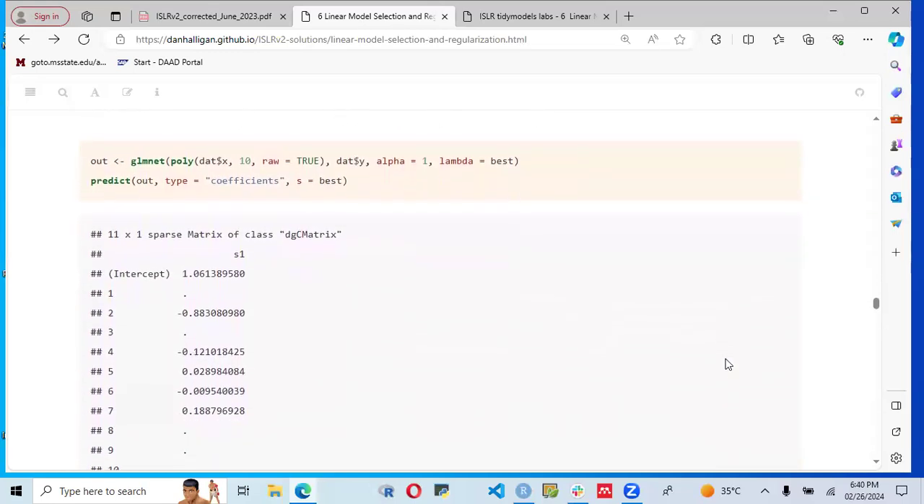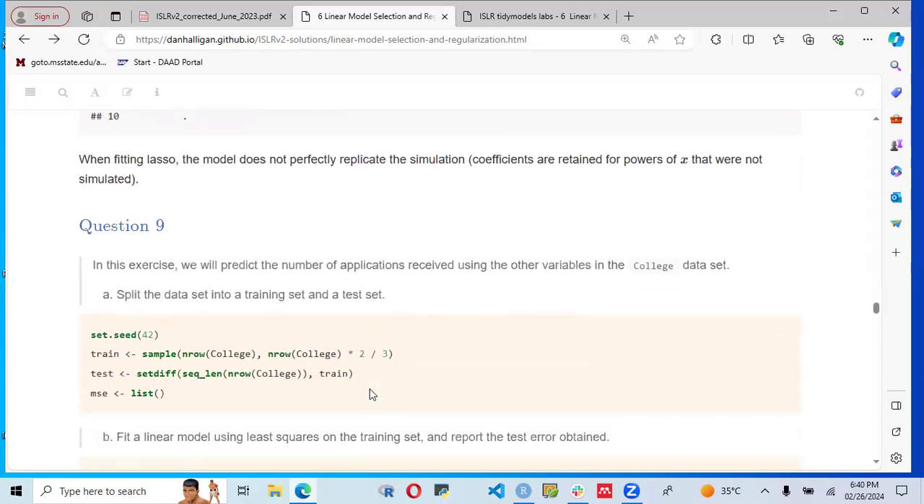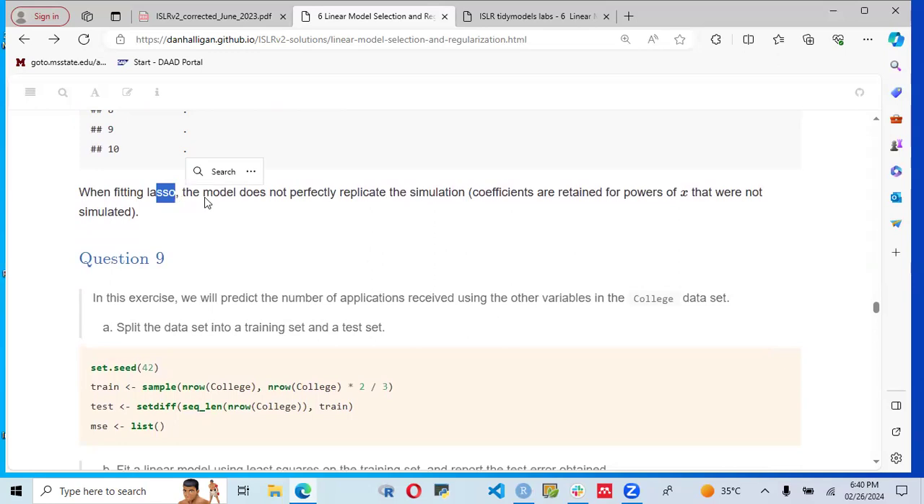So when we now check the results for the prediction that we got from that, when we run prediction on the outputs, we can see the estimate goes from -0.88 to 0.18. So when fitting the lasso, the model does not perfectly replicate the simulation. Coefficients are retained for powers of x that were not simulated.